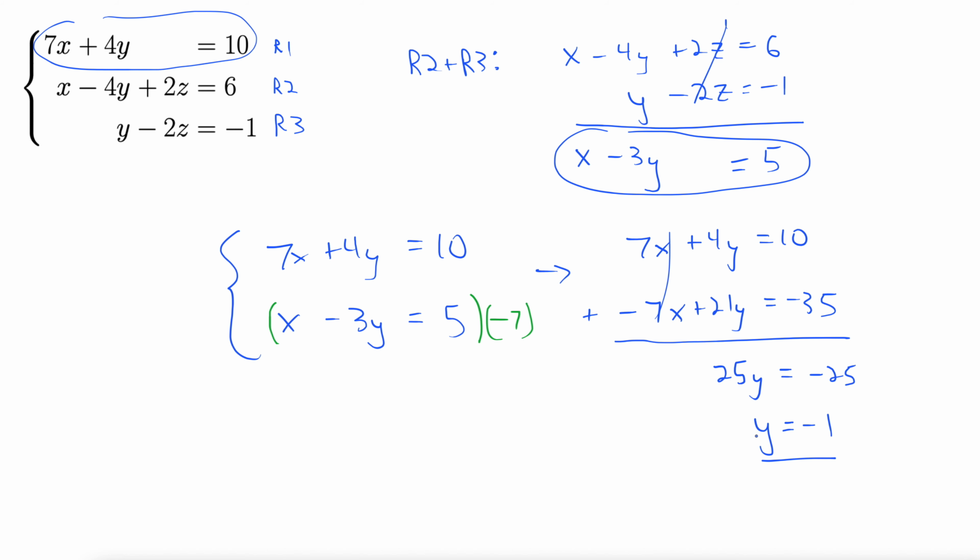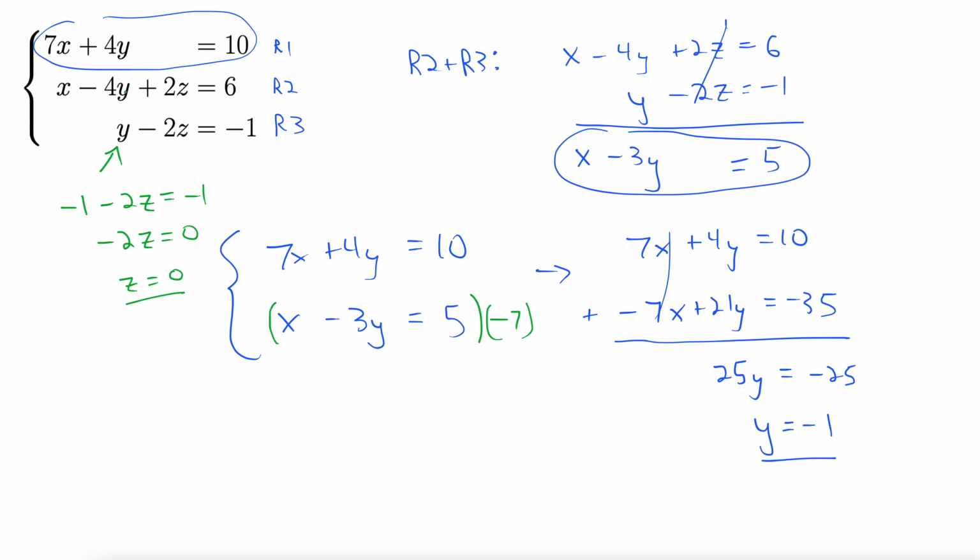Continuing on, since we have missing variables up here, we can plug into the original. So I'm going to take this y equals negative 1 and plug it in right here to get z. So we have negative 1 minus 2z equals negative 1. Adding 1 to both sides gives negative 2z equals 0, divided by negative 2, z equals 0. There's 2.